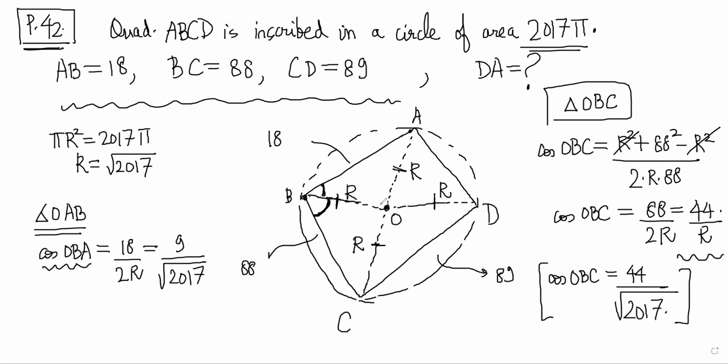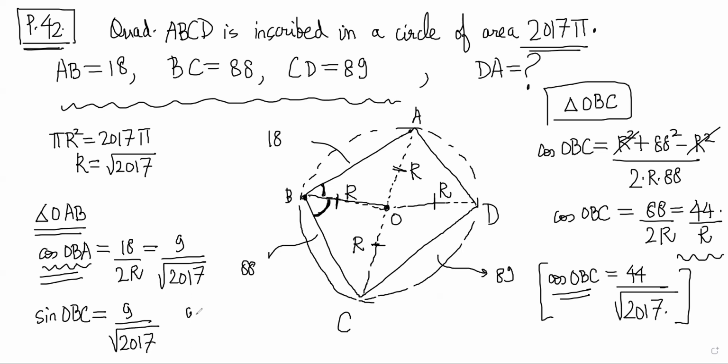These two angles, cosines we have found. Then we can even find the sine of OBC and sine of OBA. Sine OBC is coming out to be square root of 1 minus 44 square by 2017. You will realize that that is 81 by 2017. So that is basically 2017 minus 44 square. So yeah, it will be 9 by square root of 2017, right?